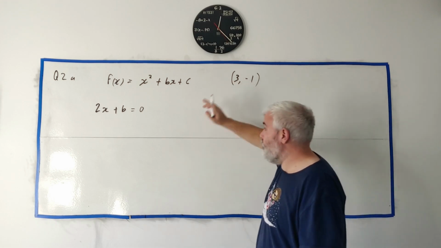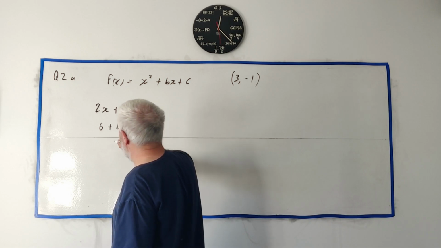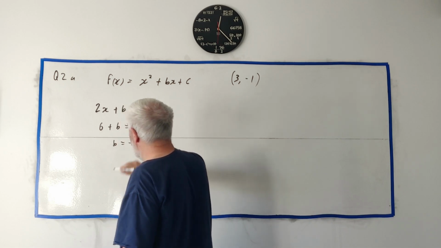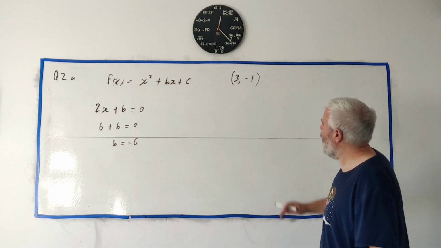So we just put in 3 for x. So this becomes 6 plus b is equal to 0. b must equal minus 6. We're halfway there. How do we find c though?